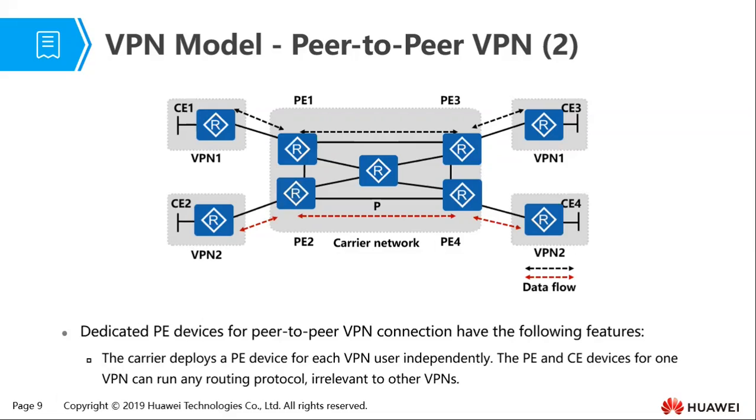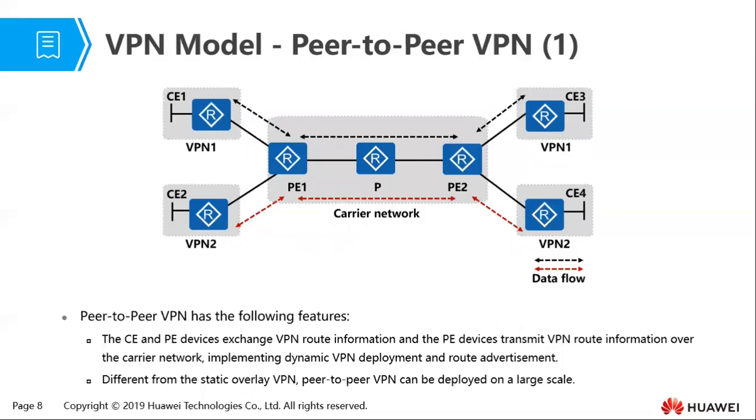The main disadvantage, as you might already have guessed, is that routers are expensive. If you have to buy a new router for every customer that you connect to, that will lead to very high costs. That's the main problem with using a dedicated PE. So those are the two VPN models, peer-to-peer and overlay.